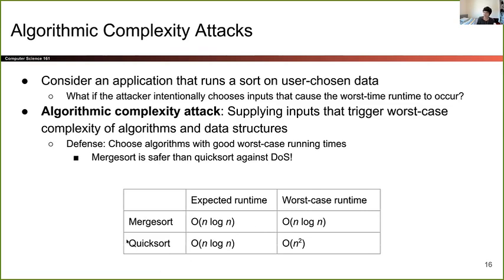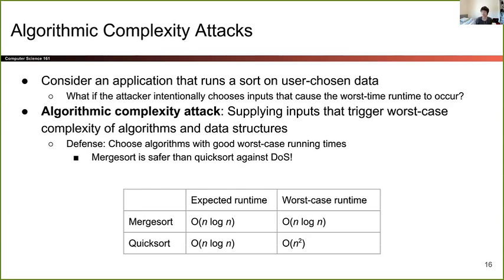Looking at quicksort, which is the one that you'll probably use if you call a standard library function, quicksort actually has a worst case running time of O of n squared. Don't worry too much if you're not familiar with the specifics of how this big O notation works, but the key is that both of these have the same expected runtime. But quicksort, if you give it some malicious input, will take a lot longer.